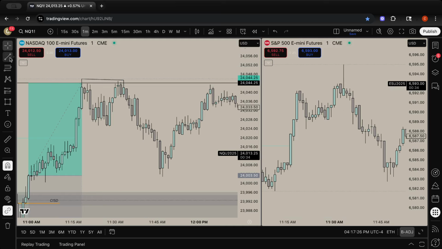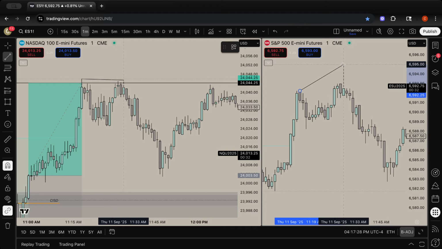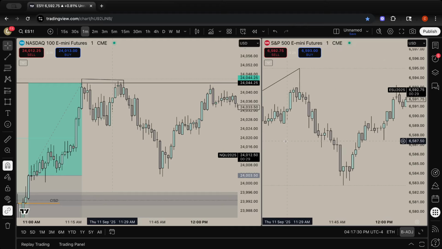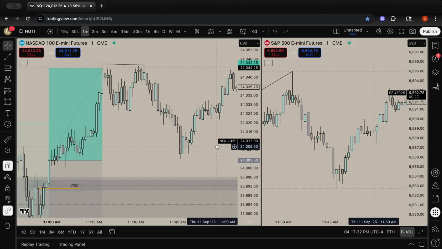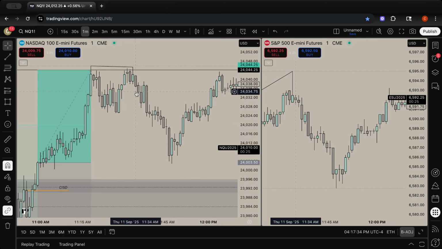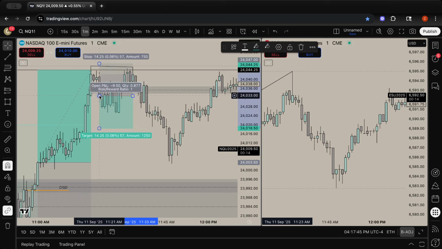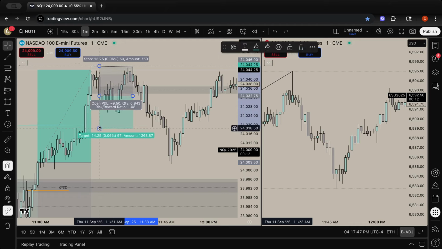The NASDAQ didn't sweep that high. ES clearly swept that high. So we could have taken like a nice inversion here. There isn't really much. This inverse right here, oh, this would have been beautiful actually, right? Could have gone short there, and then could have TP'd at this low right here.